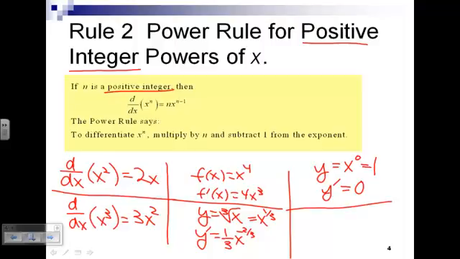They want to only do positive integers because what they really would like me to do at this point is not just tell you what the rule is, but show you why the rule is true.